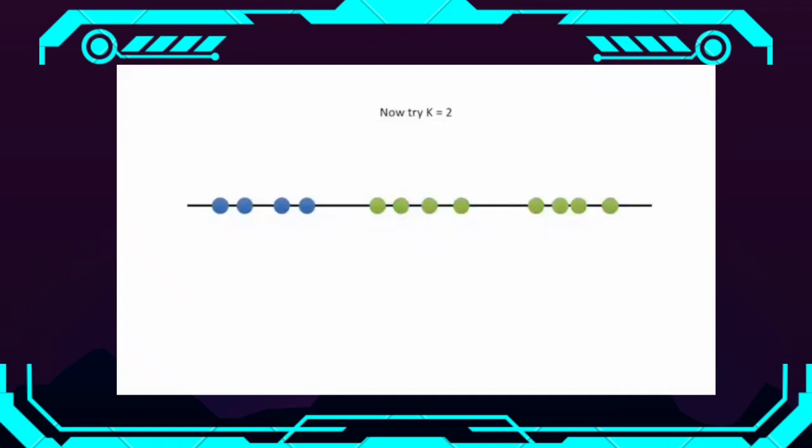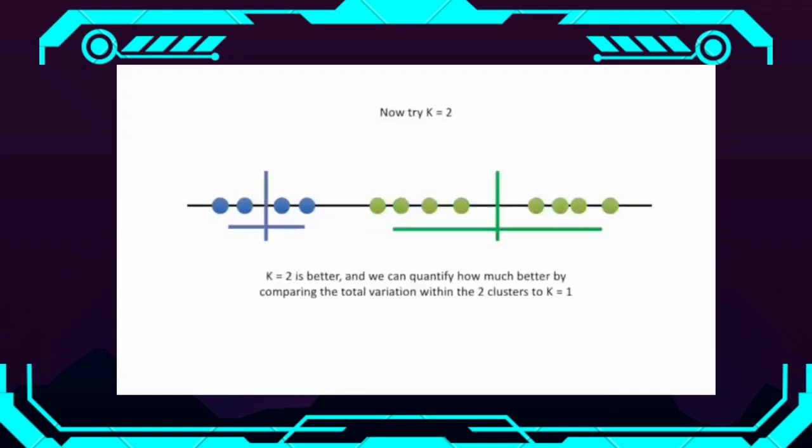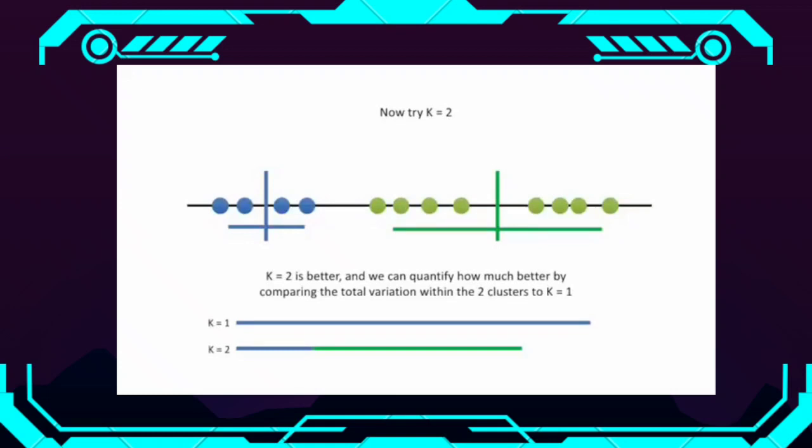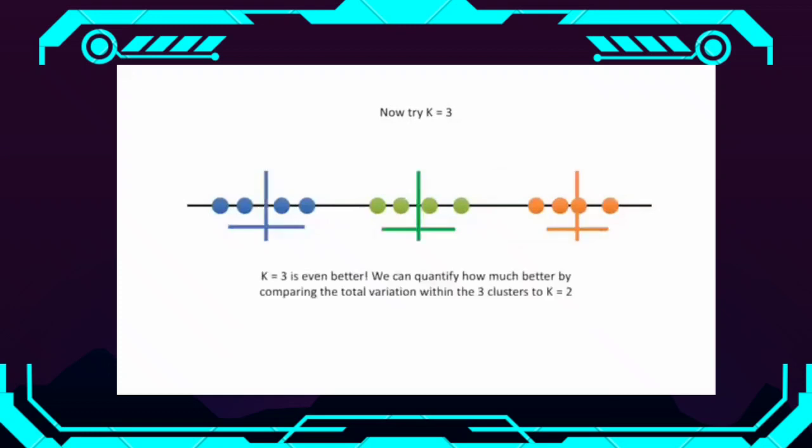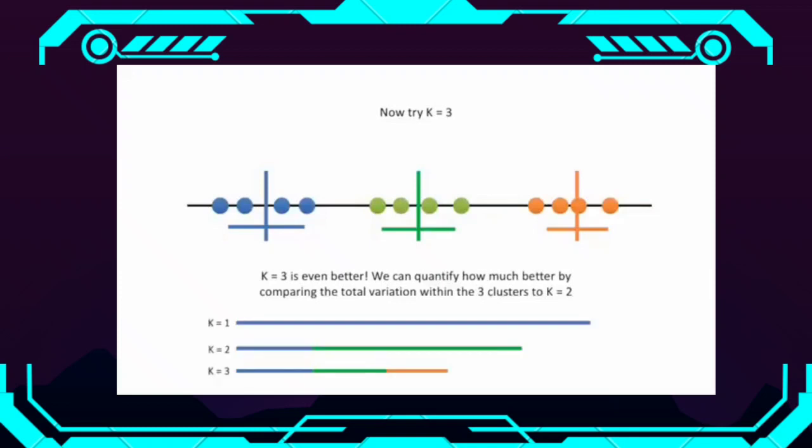Now try k equals 2. K equals 2 is better, and we can quantify how much better by comparing the total variation within the two clusters to k equals 1. Now try k equals 3. K equals 3 is even better. We can quantify how much better by comparing the total variation within the 3 clusters to k equals 2.